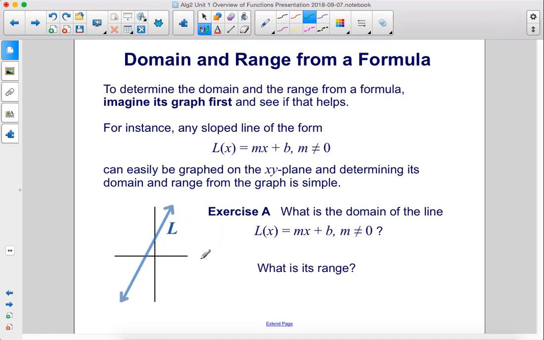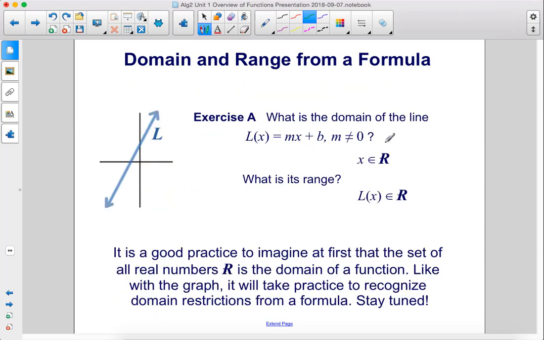Exercise A. What is the domain of the line L of x equals mx plus b, where m does not equal 0? So this line here, what's the domain and what's the range? Well, the domain is all real numbers because it just goes on forever, and if you project this onto the x-axis, that would include every single number on the x-axis, and the range is also all real numbers because if you project this onto the y-axis, you would also hit every single value on the y-axis.